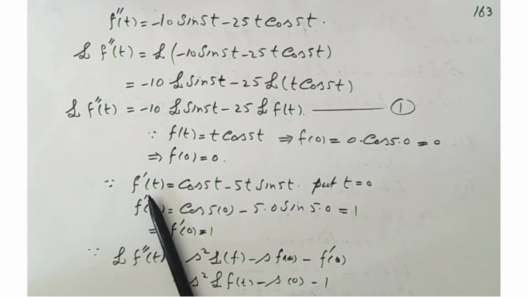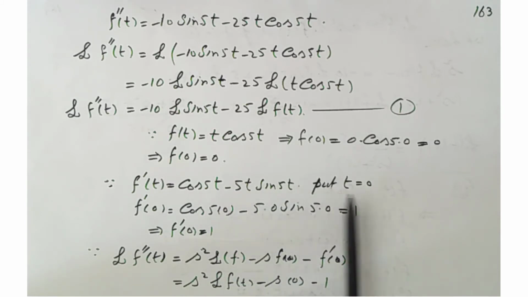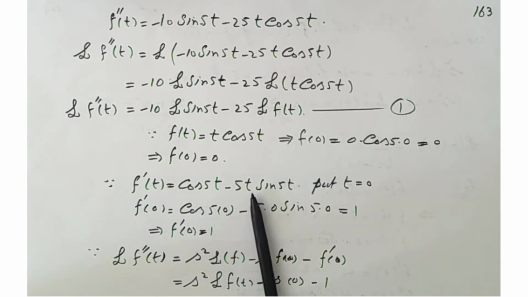So since f'(t) equals cos 5t minus sin 5t, put t equal to 0. In this place we put t equal to 0, and in this place t equal to 0, so this whole result becomes 1. sin 0 equals 0, and cos 0 equals 1. So this is 1. So the value f'(t) equal to f'(0) equal to 1.